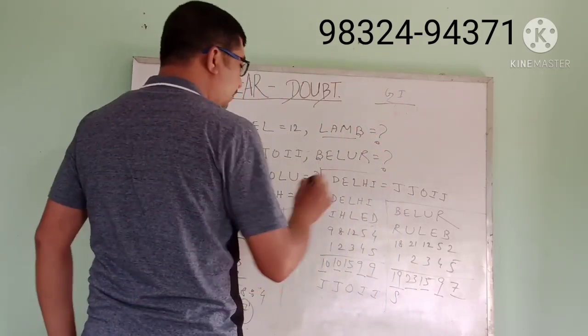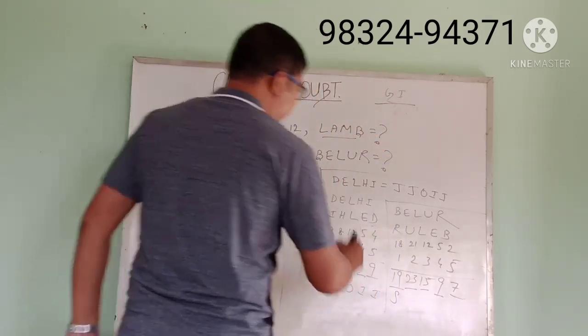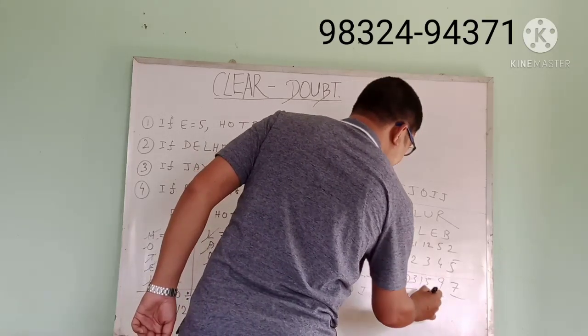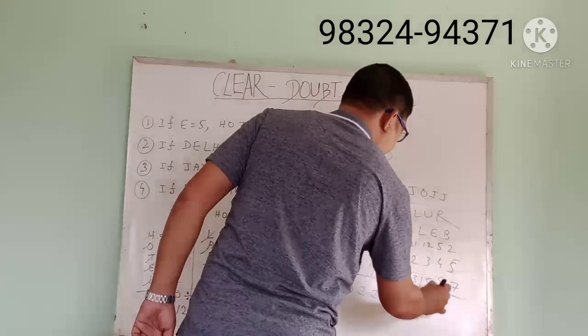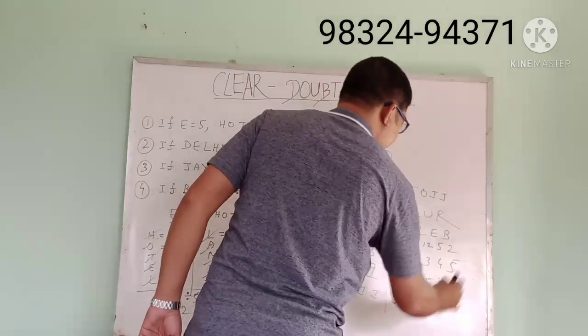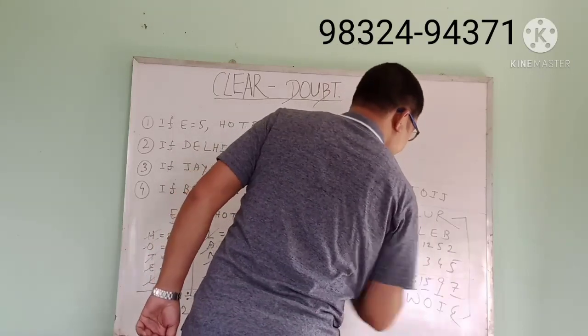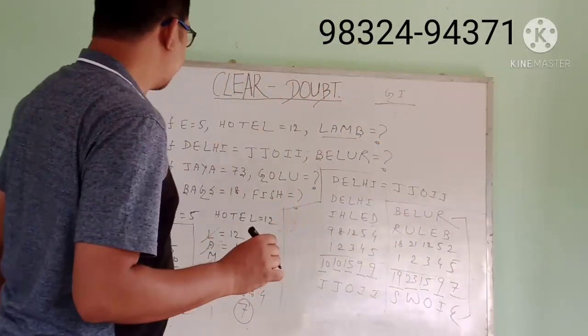The forward place value of 19 is S. The forward place value of 23 is W. The forward place value of 15 is O. The forward place value of 9 is I. The forward place value of 7 is G. So the value is WOIG. This is the answer.